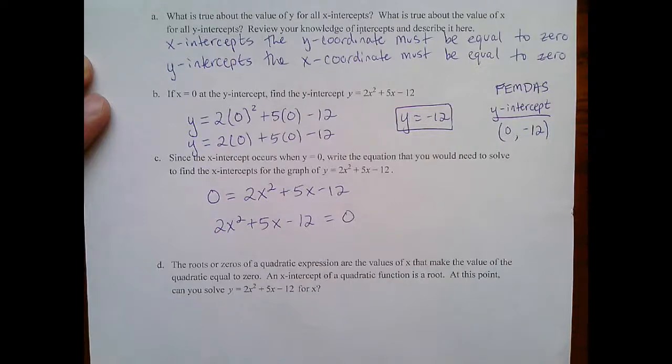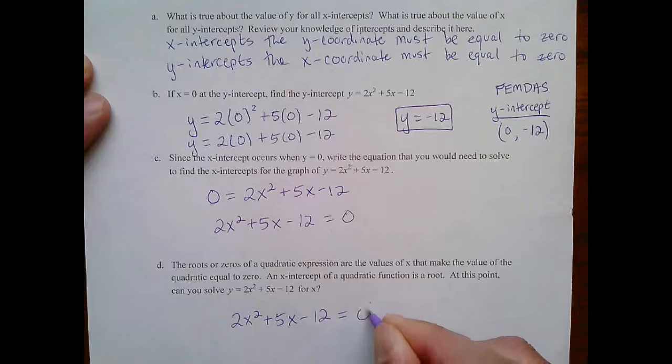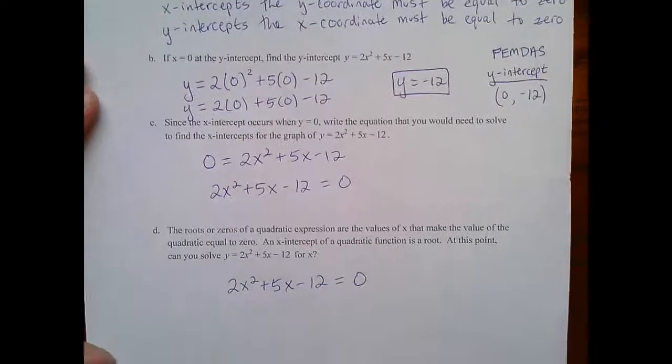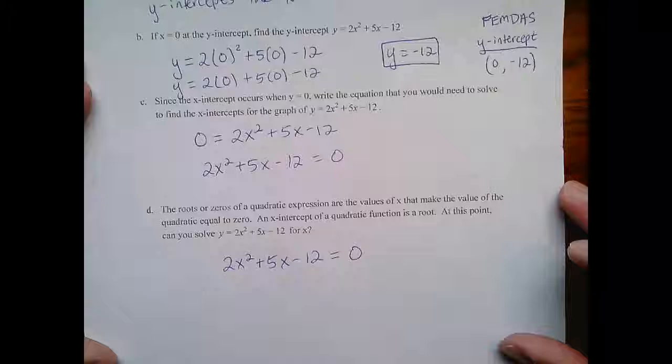At this point, would you be able to solve this for x? So if I gave you 2x squared plus 5x minus 12 and set it equal to 0, would we be able to solve this equation right now? Could I just add over 12 and then I get x by itself? In this case, no. This is actually something that we haven't done yet.